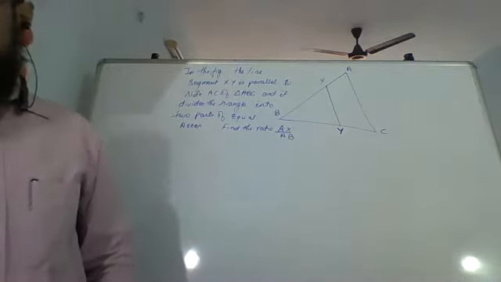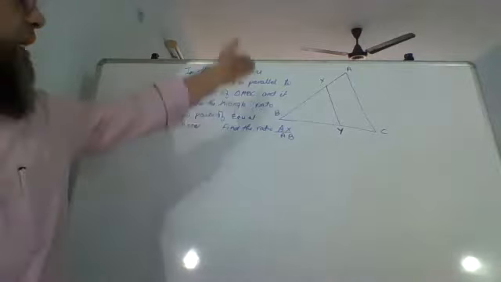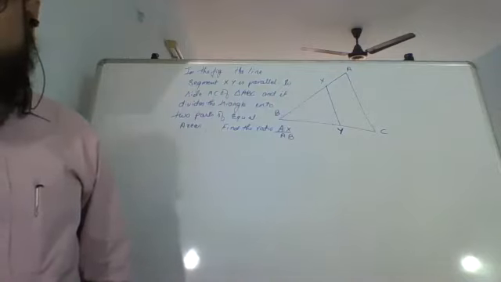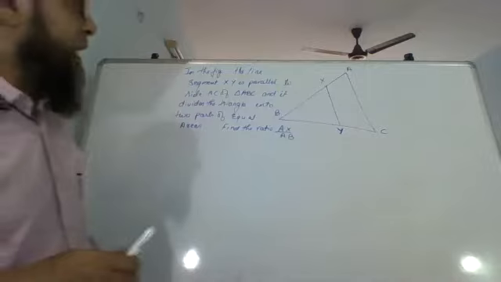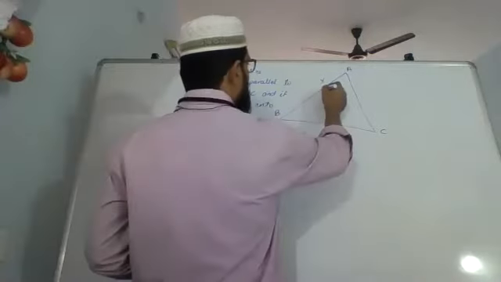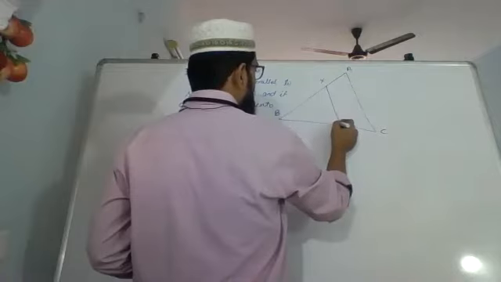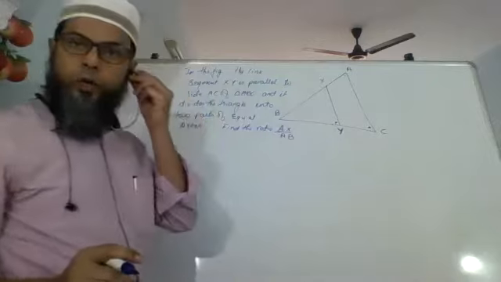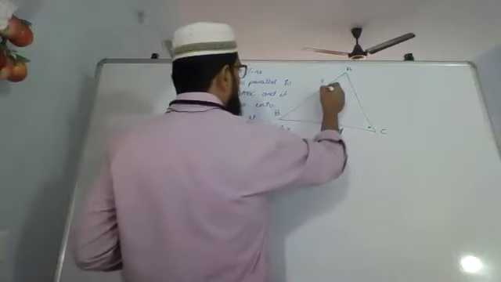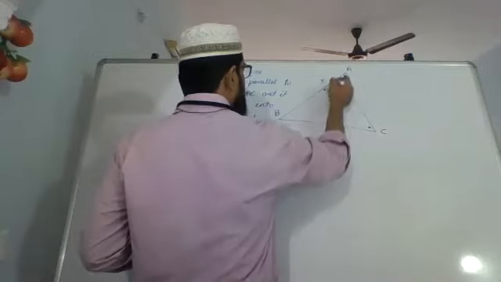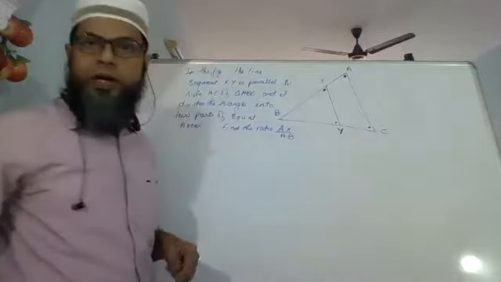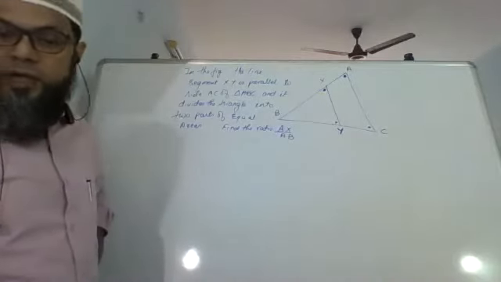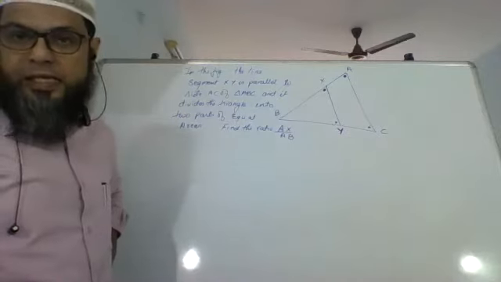Okay, so let's see how to do that. First, we'll understand. See, XY is parallel to AC. If the lines are parallel, these angles also will be congruent, corresponding angles. So also will. So if two angles of one triangle are congruent to two angles of another triangle, we can safely say the triangles are similar.